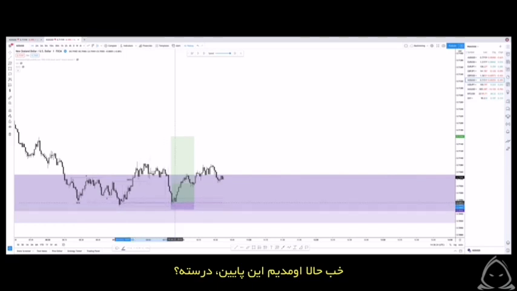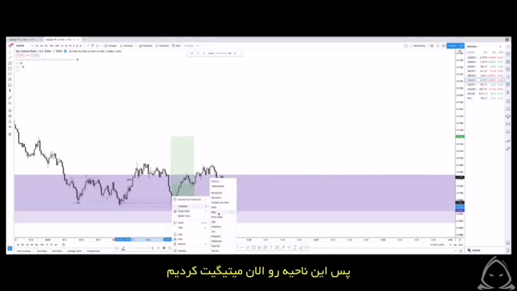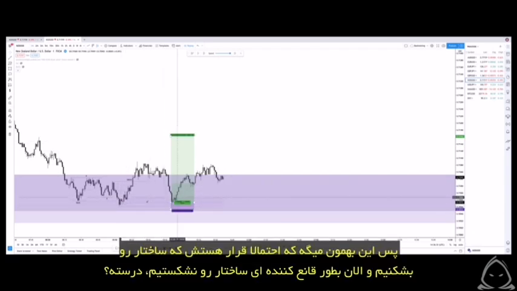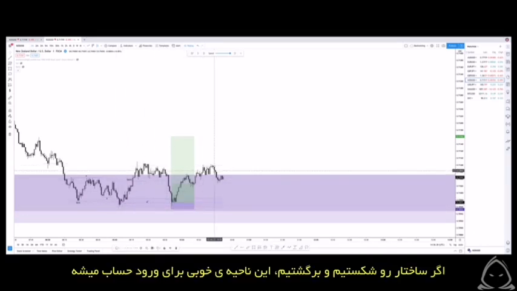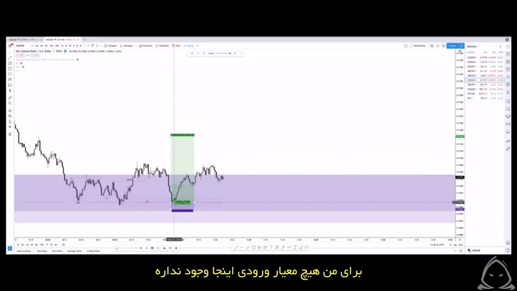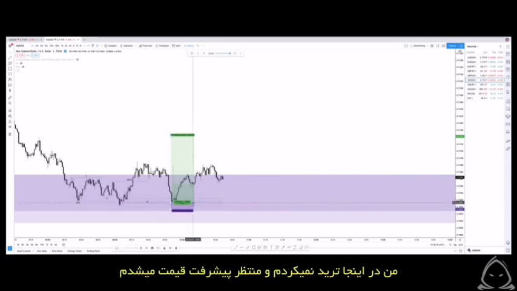So what we've done is we've come down here, right, and we've had a mitigation. So we've mitigated this area now. So potentially this is telling us we now go and break structure, which we have, not convincingly, but we've broken structure. If we now break structure and come back, potentially this may be an area we look to get involved on. For me, there's no real entry criteria here. I wouldn't take this trade here at the moment. I would wait for further development.